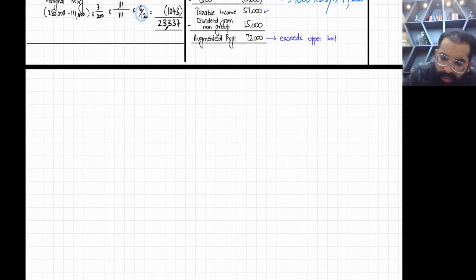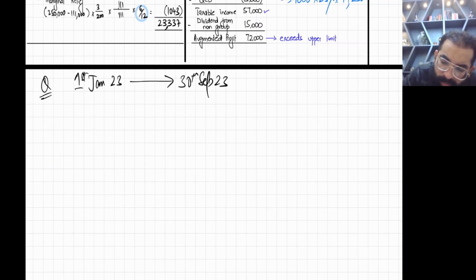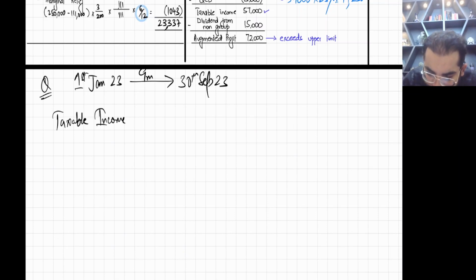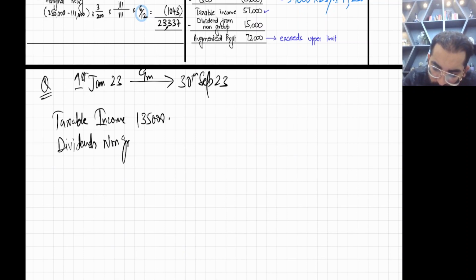Okay, so let us say now that in the new question you have an accounting period of 1st January 23 to 30th September 23. So it's a 9 months accounting period. Be very careful. Now your taxable income is, for example, 135,000, and your group dividends are, non-group dividends are 15. So your AP is your augmented profit. AP is 150, right?